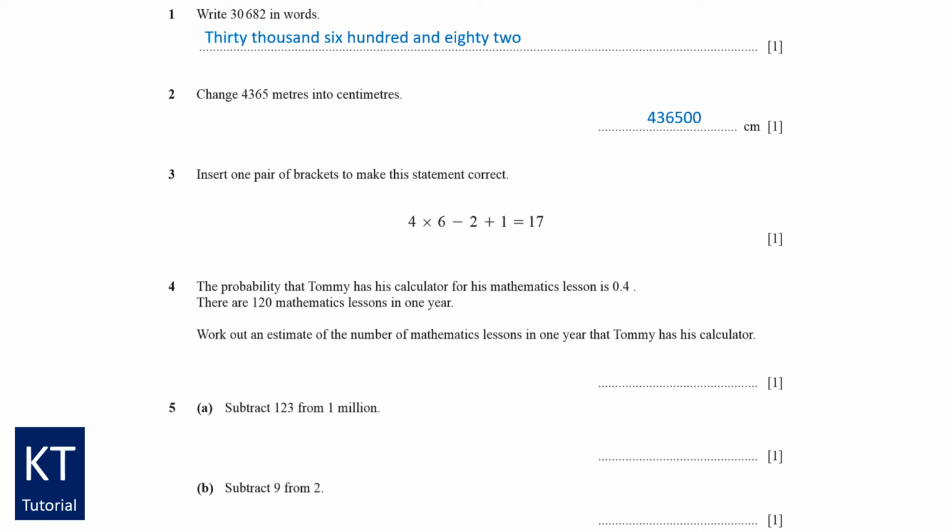Question 3. Insert one pair of brackets to make this statement correct. The brackets should encompass 6 minus 2 for the statement to be correct.